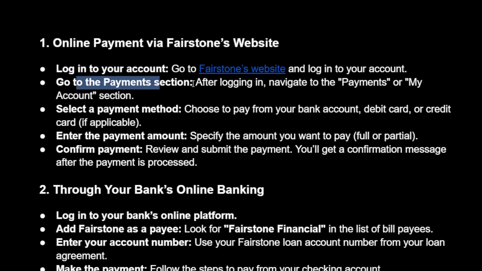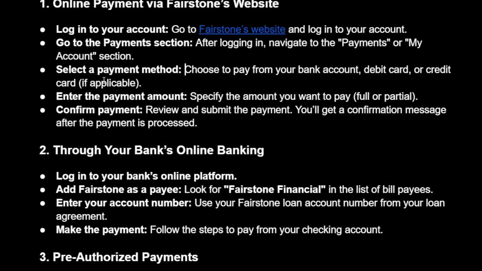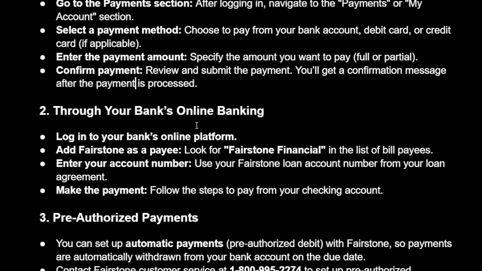Then you will go to the payment section. You want to navigate to payments or my account. You will select a payment method. So choose to pay from your bank, debit card or credit card if applicable. Then you just gotta enter the payment amount, specify the amount you want to pay, full or partial, confirm the payment, review and submit the payment. You'll get a confirmation message that the payment is processed.